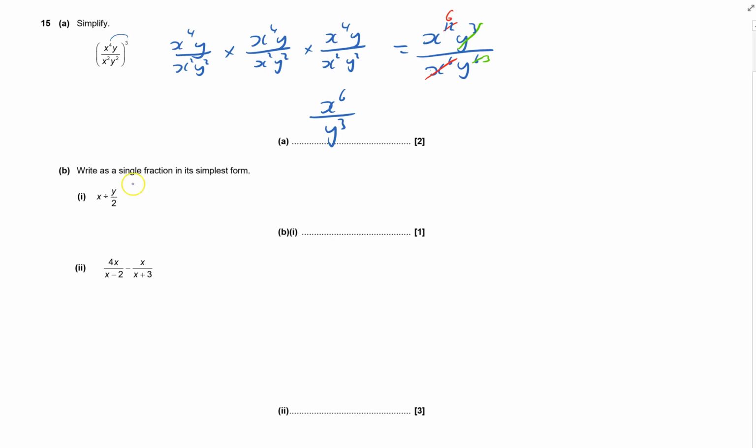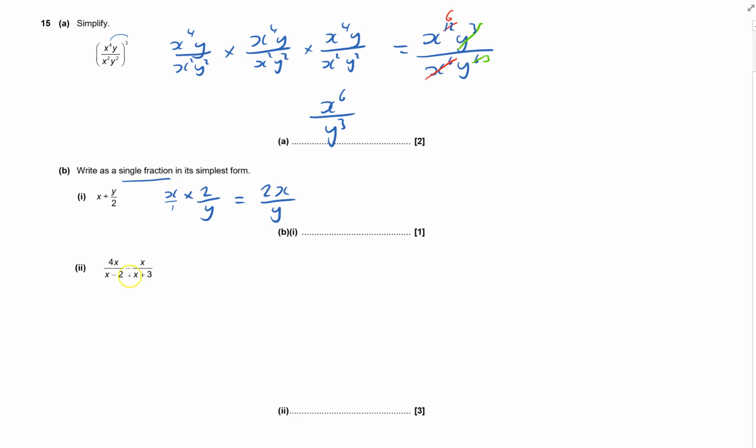And this one here, we'll just put it as a single fraction, so it's x divided by y over 2, so it's x times by the reciprocal, so 2 over y. When you times fractions, you could think of it as x over 1 times the top together, which gives 2x, and times the bottom together, which gives y. So it does that one.